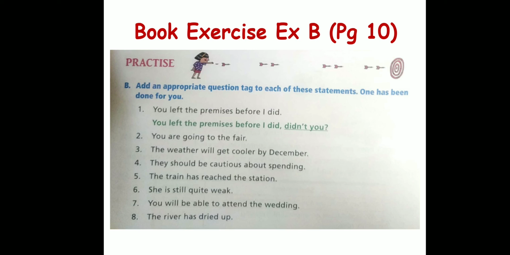Following this rule, you are going to do the remaining 7 sentences in your rough copy. Don't do this in your fair copy. Do this in your rough copy. We will meet again in the next class, and we are going to discuss the answers of these exercises. Thank you.